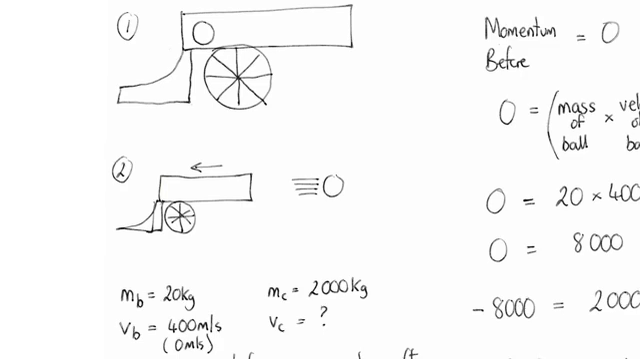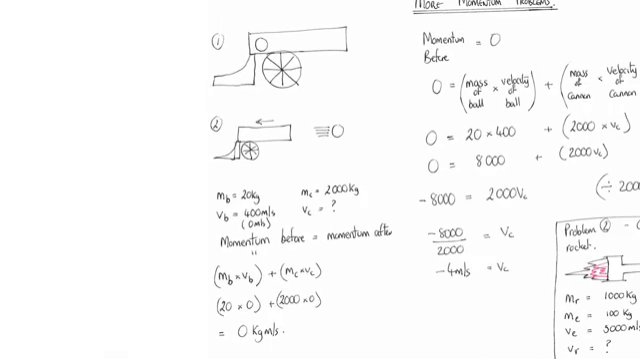For this, we need to start using the physics equations that we had before. So the momentum before equals the momentum after. Let's look at the momentum before, that's before the cannonball's been fired. You know that the mass of the ball is 20 kilograms. The velocity of the ball is 0. So 20 times 0 is 0. You know that the mass of the cannon was 2,000, and the velocity of the cannon before it fired was 0. So 2,000 lots of 0 is 0.